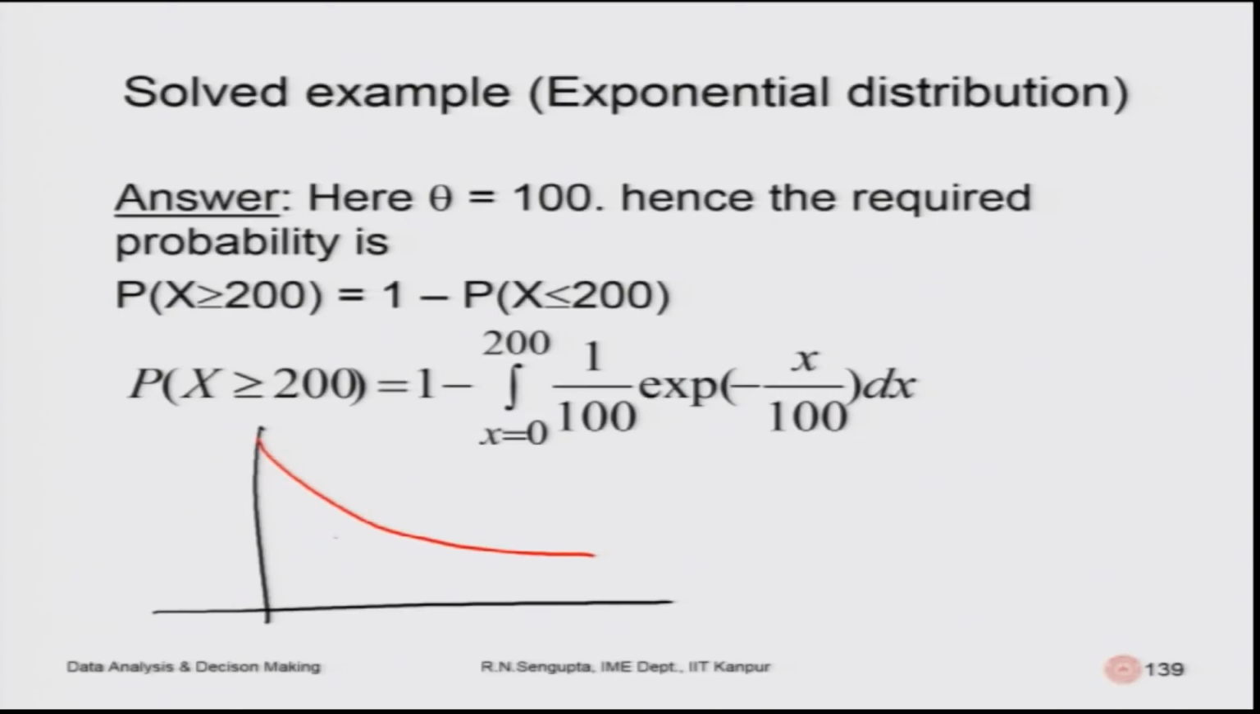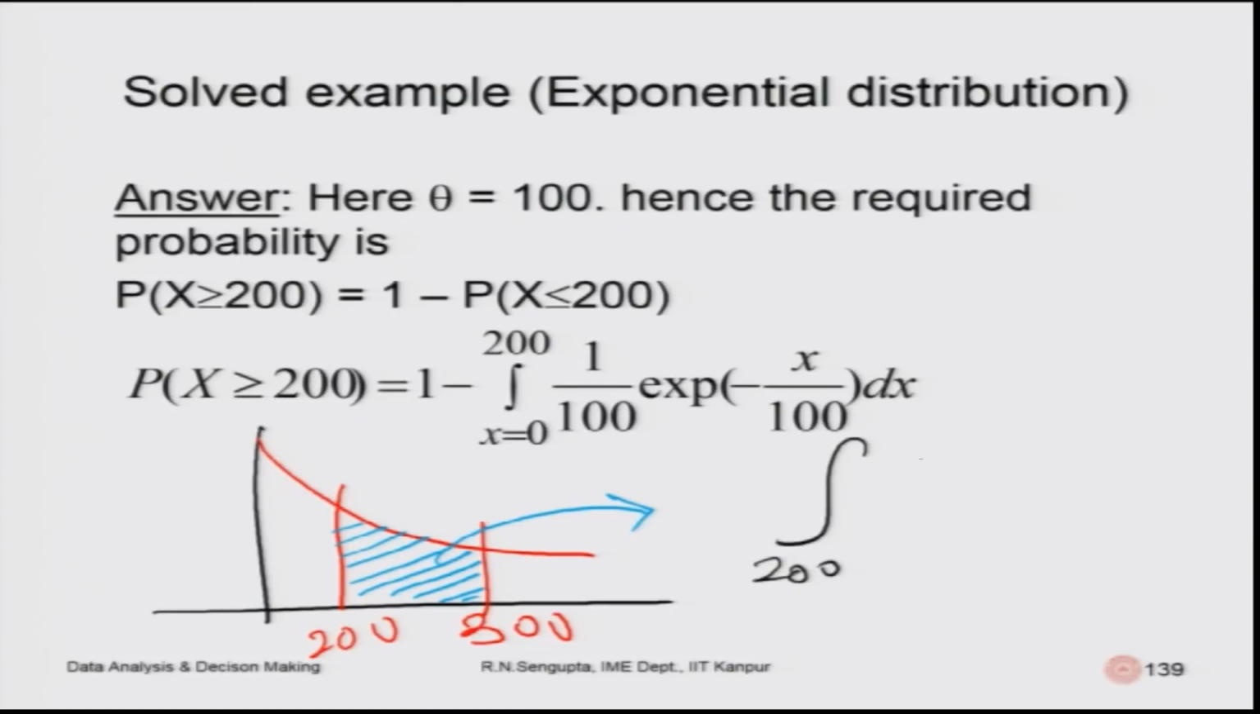Let me draw it in black. Okay, let me use the red one. So, this is 200, this is 300. The bulb is surviving between this time period. I need to find this, let me highlight it. This would be given by the corresponding area between 200 and 300, of 1 by 100, taking the same distribution, exponential of minus x by 100 dx. You find this and then do your calculations accordingly.